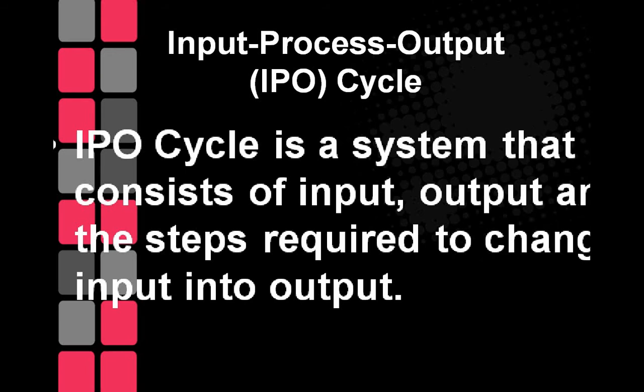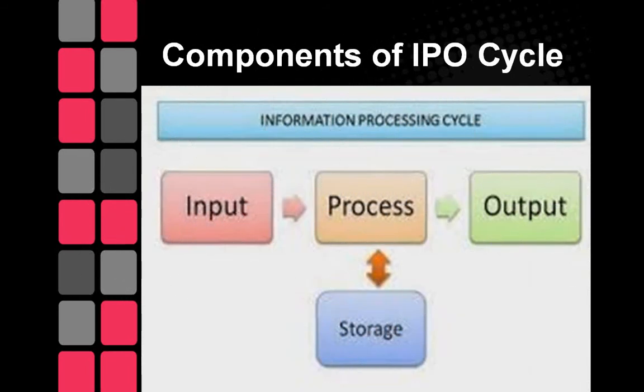Let's know what are the components of an IPO cycle. Here you can see, input we give to the computer system. It processes our input and then provides output. During processing, it needs the help of a storage device like RAM.